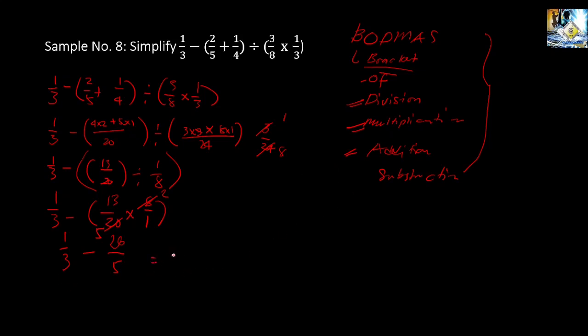Here, the least common LCM is 15. So this will become 5 times 1 minus 3 times 26. So this will become 5 minus 26. I think that is okay.